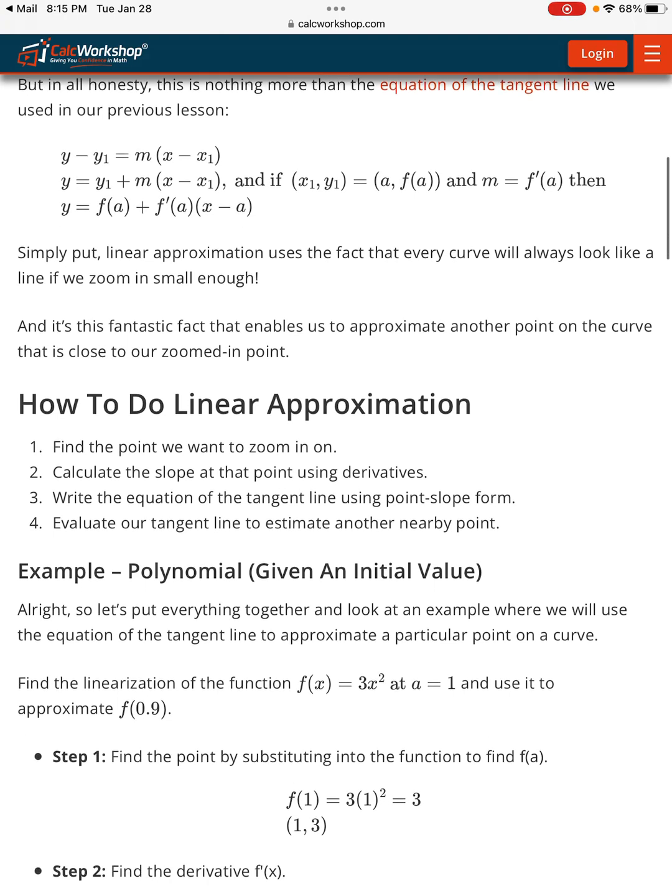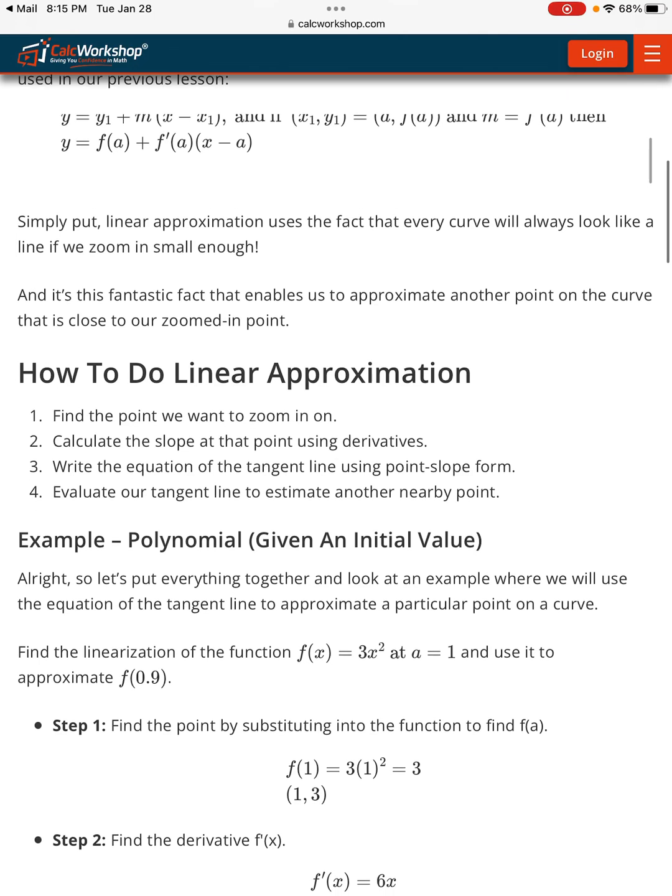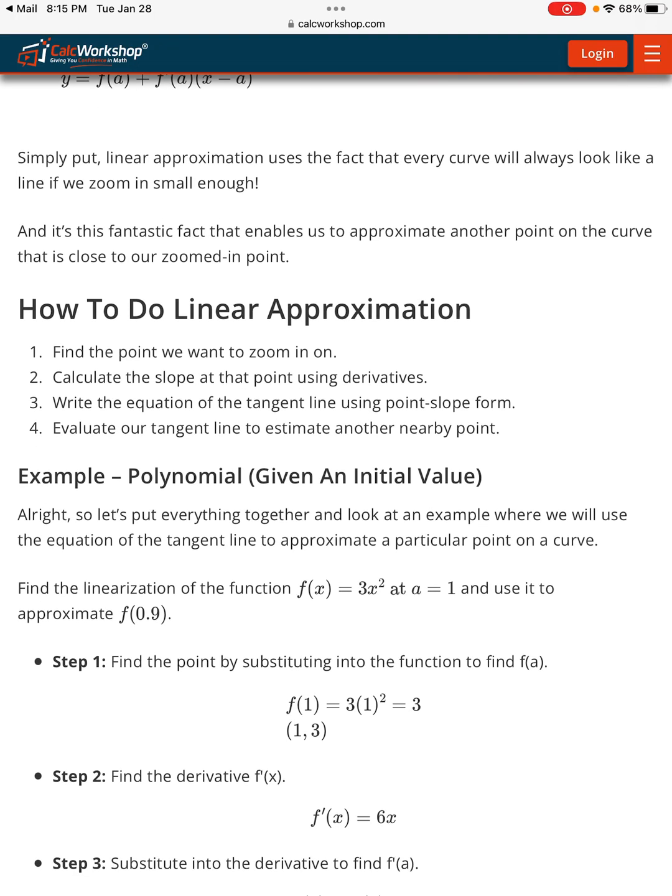Simply put, linear approximation uses the fact that every curve will always look like a line if we zoom in small enough. If you zoom in super close, it's going to look like a line. And it's this fantastic fact that enables us to approximate another point on the curve that is close to our zoomed in point. So if we've zoomed in on a point that we can understand, like let's say a whole number, or if we're doing square roots where we can figure out the square root of 4, if we can zoom in on a single point and know what's happening there, then maybe we can know what's happening super close to that point, and thus approximate using a line, thus linear approximation.